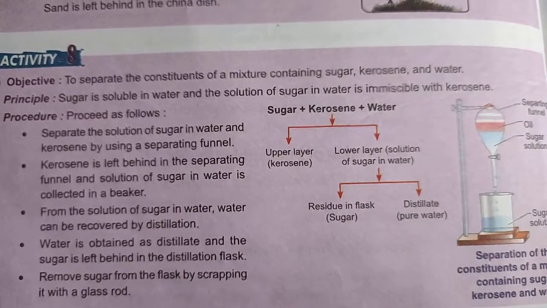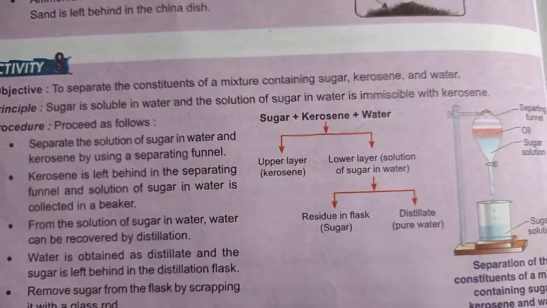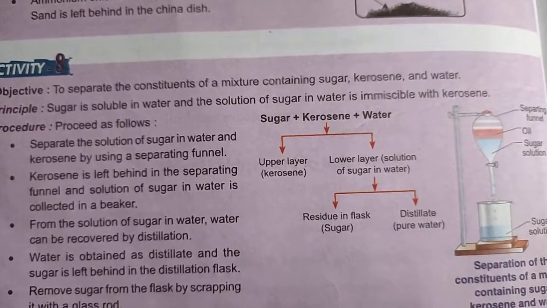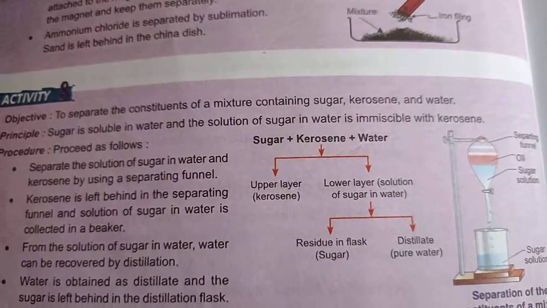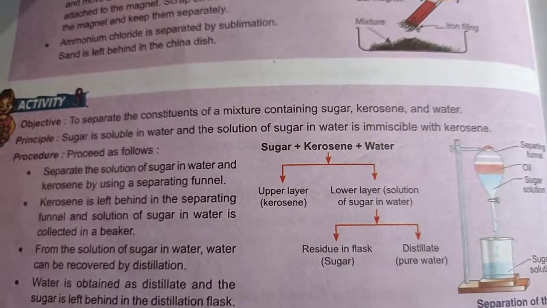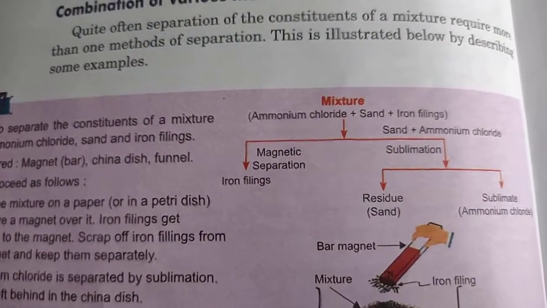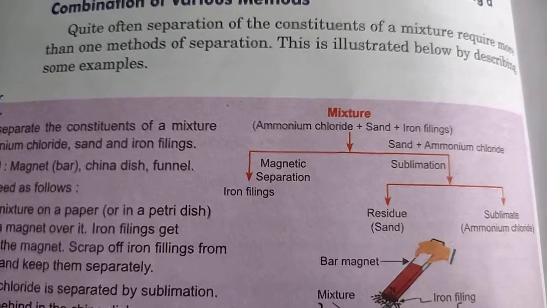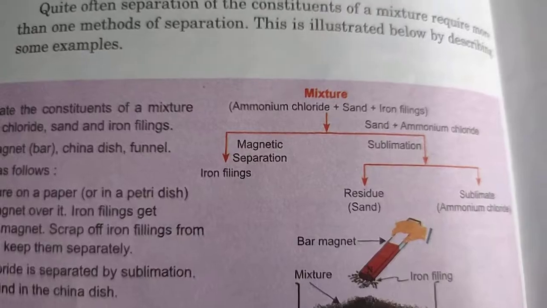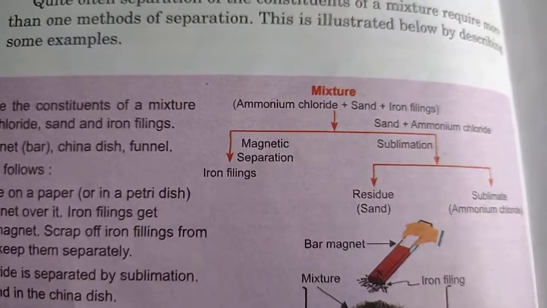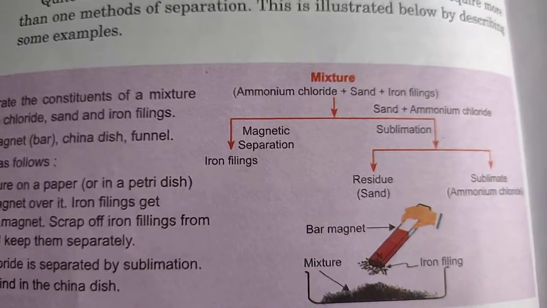In your exercise, one question is to separate a mixture of aluminium powder, iron filings and sugar. So how can the mixture be separated? You know that iron filings can be attracted by a magnet. So you will use the magnetic separation method to separate the iron filings. Then aluminium powder and sugar will be left behind.